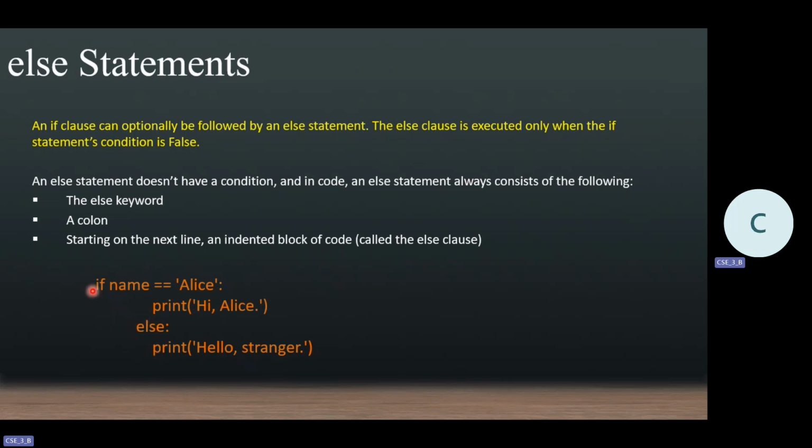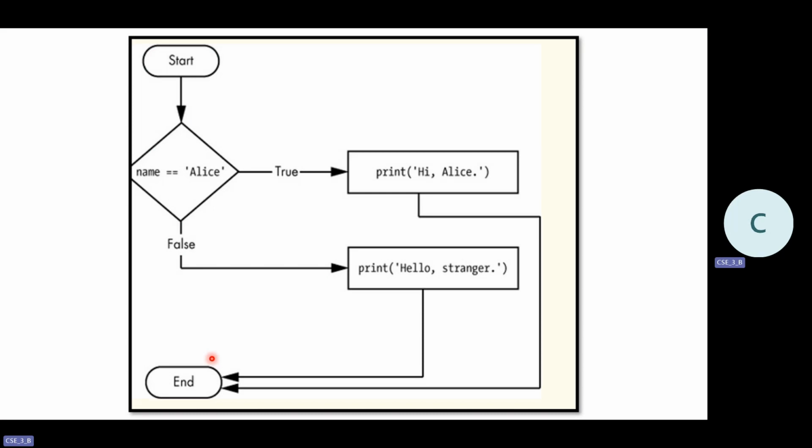So whenever we want to end the if block, we have to decrease the indentation, which was increased here. So we have to move this else here. And then next to this, we write the print statement. That is, if this name is not Alice, then what are we going to print? We are going to print hello stranger.